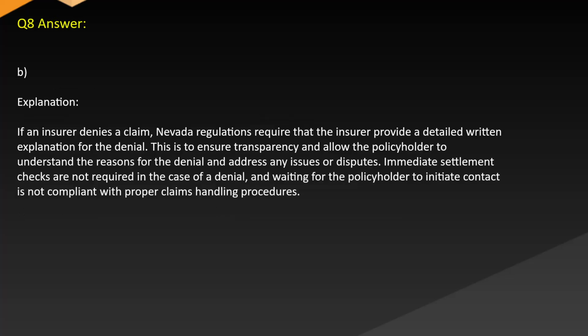Answer: B. Explanation: If an insurer denies a claim, Nevada regulations require that the insurer provide a detailed written explanation for the denial. This is to ensure transparency and allow the policyholder to understand the reasons for the denial and address any issues or disputes. Immediate settlement checks are not required in the case of a denial, and waiting for the policyholder to initiate contact is not compliant with proper claims handling procedures.